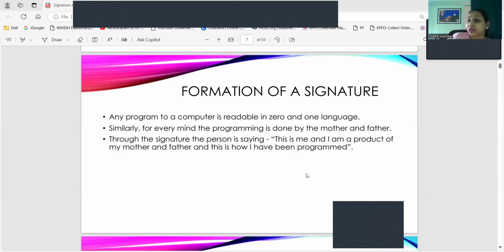Now, through this signature, the person is trying to say that I'm a product of my parents, and this is how I have been programmed. And this is what is seen from a person's signature.